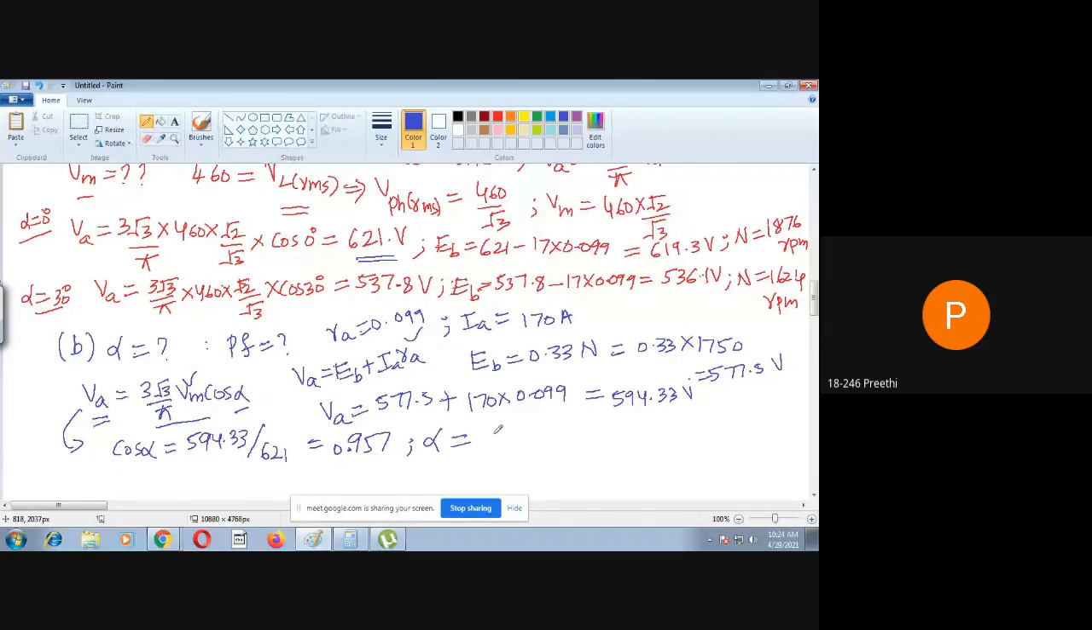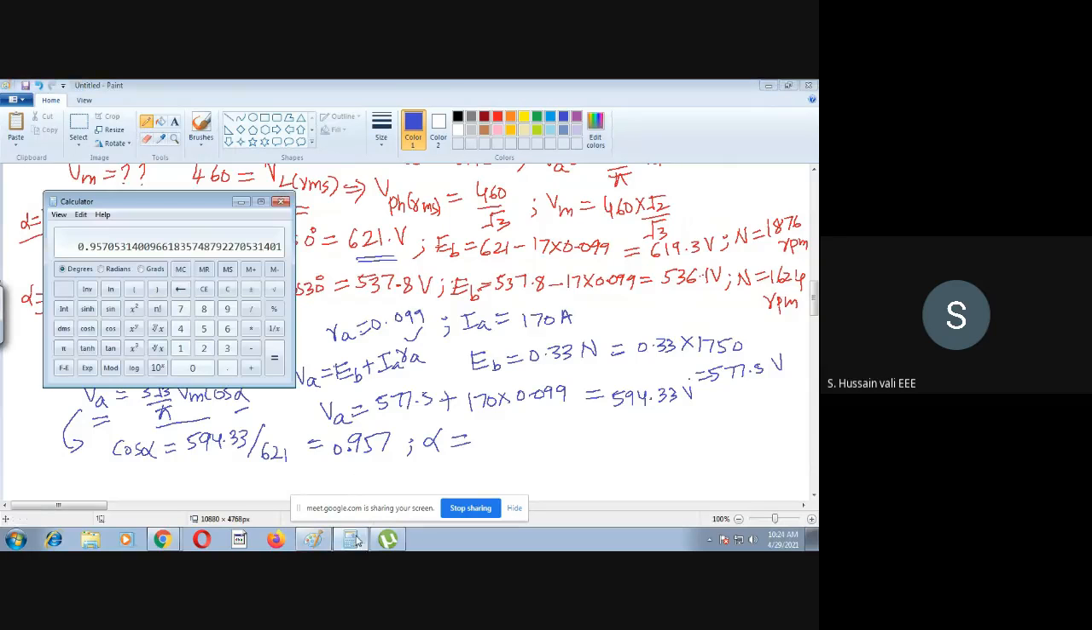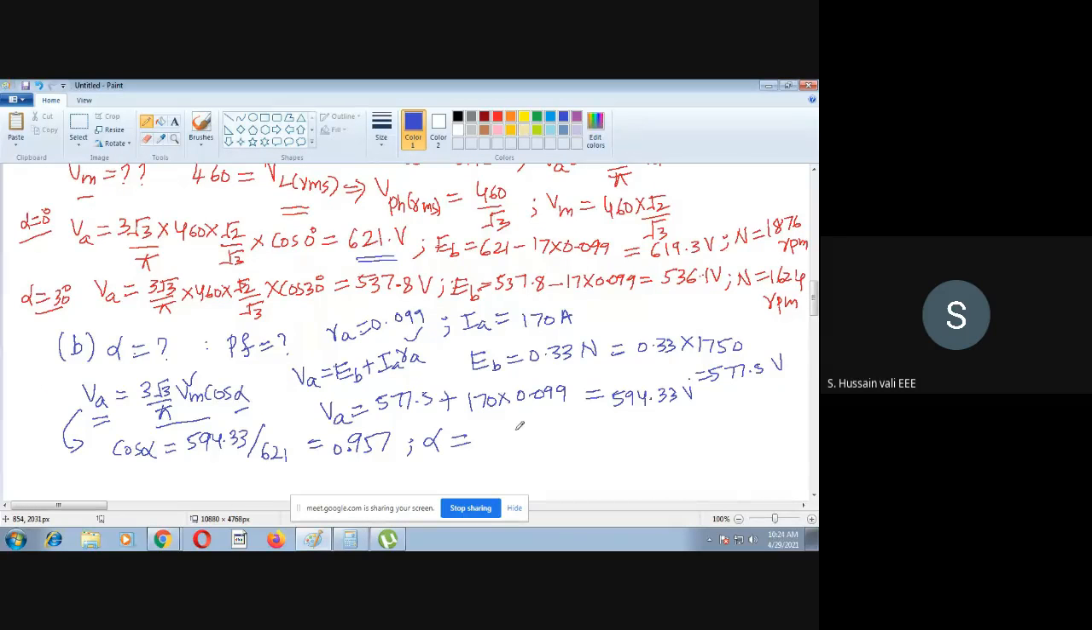So if you got 0.957, what is alpha? What is the firing angle now? Cos inverse of 0.957, that is 16.85. So the firing angle alpha is 16.85. That's it. We got the alpha value. What's next now? We will find out the power factor.